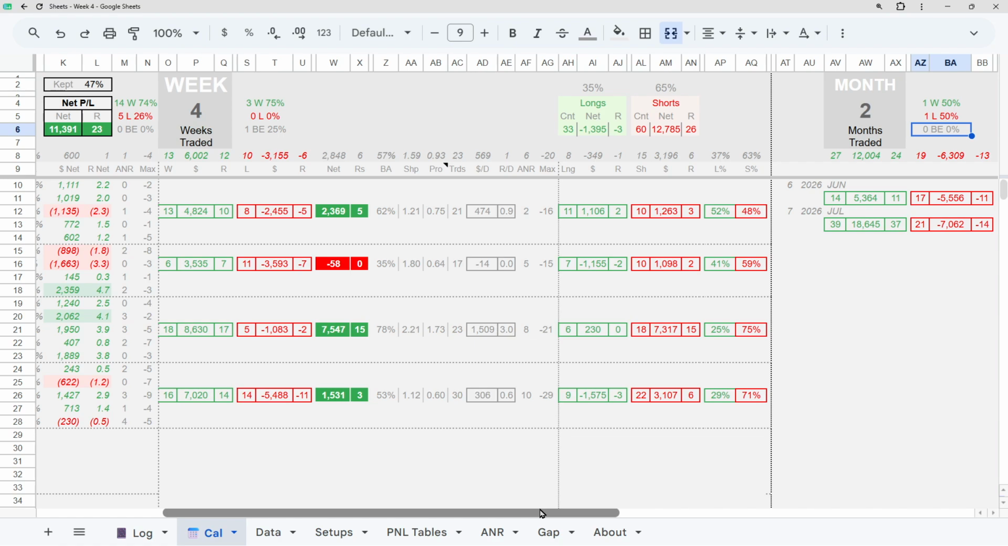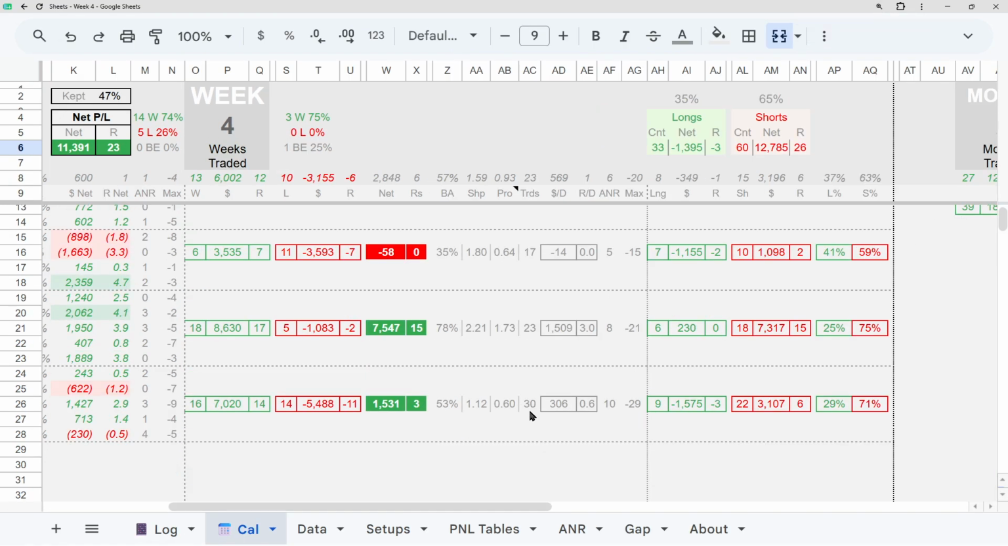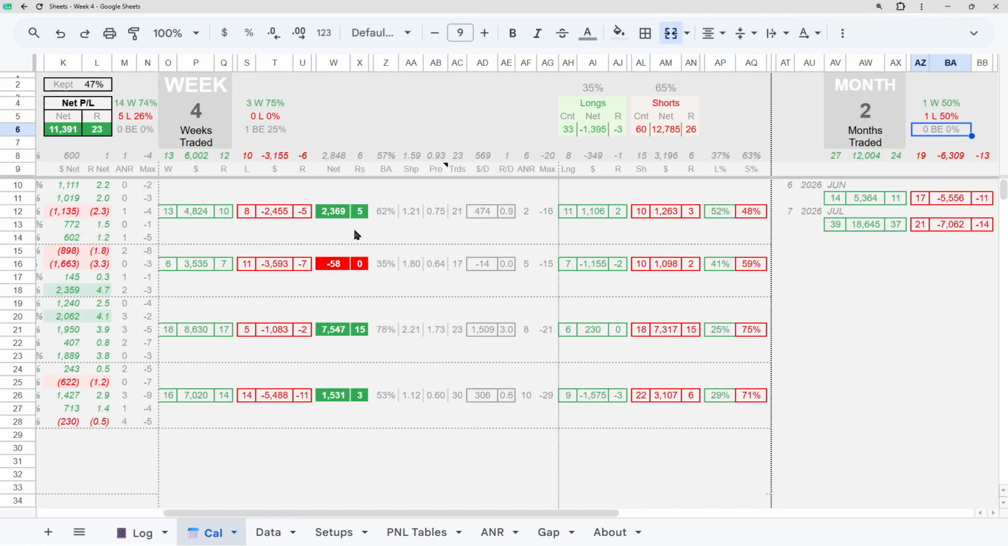Let's actually see how I've done. Week 1 I had a 62% batting average, week 2 35, 78, and 53. So it was high, dropped down, even higher than week 1, and then dropped down to about a medium. Sharpe ratio 1.2, 1.8, 2.1, which is even higher, and now it's dropped back down to 1.12. Product 75, 64, 1.73, 0.60.